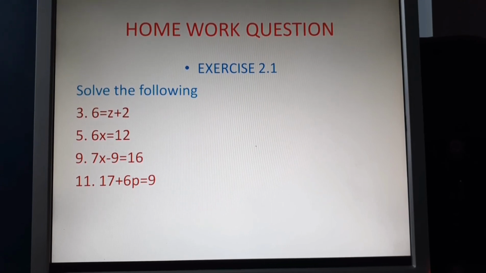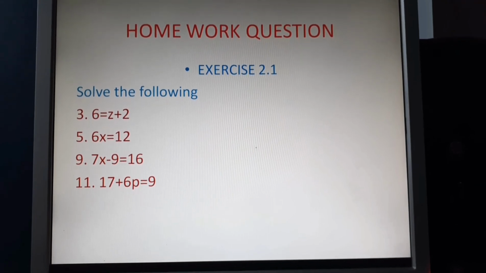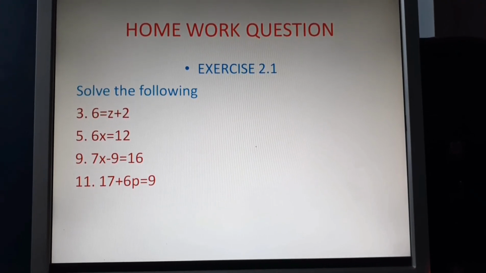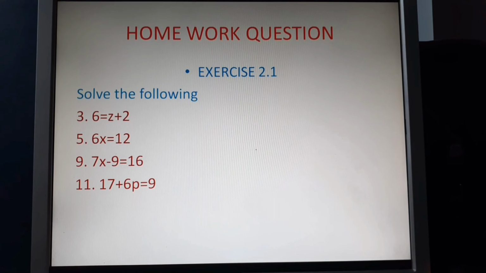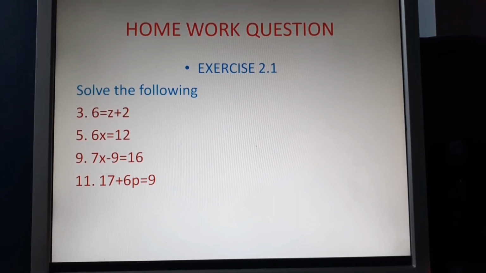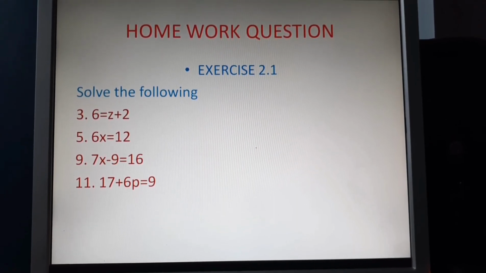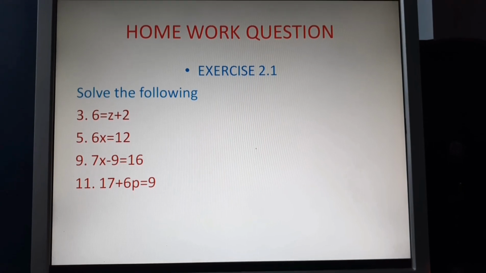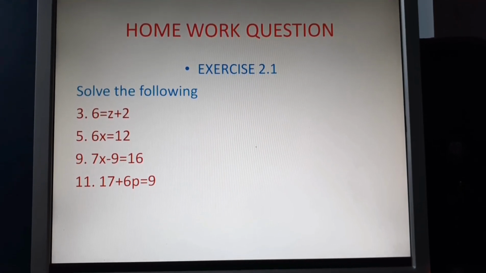Homework questions are given. Exercise 2.1. Solve the following. Note down the questions, children. Try to complete the given problems. In exercise 2.1, you will get the worksheet for this session. Try to complete the worksheet also.